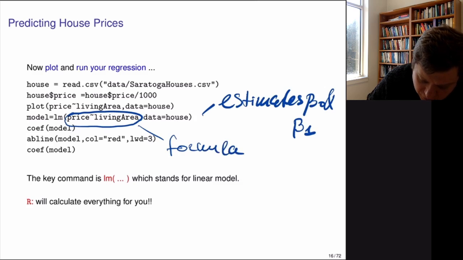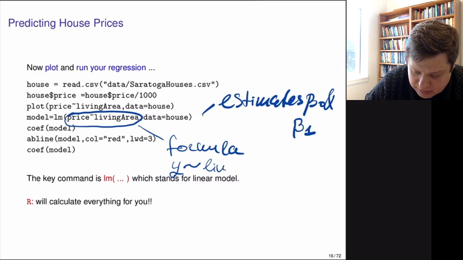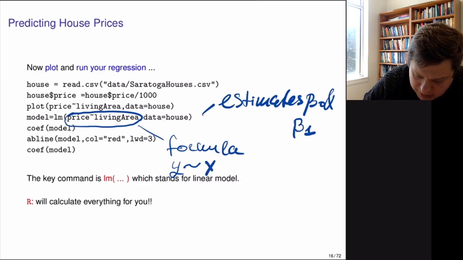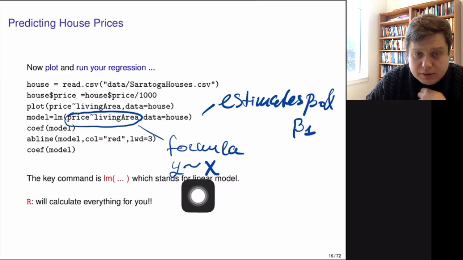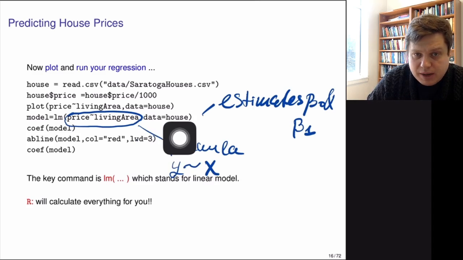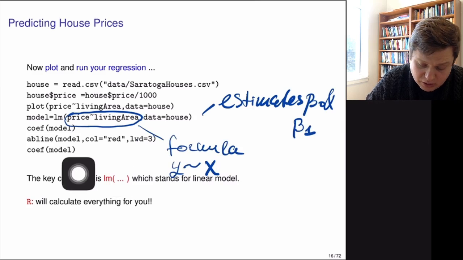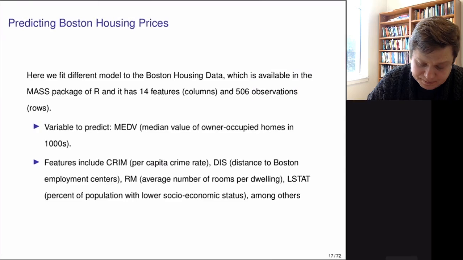And the way you specify the formula, you say what is your y variable, and then you say tilde. And after the tilde, you specify what is your x variable, and in this case, living area. So basically y tilde x, and in our case y is the price, and input variable x is the living area, and then I specify which data set to use to build the model, and that's pretty much it. And then you can analyze your model by looking at the coefficients, and then you can plot the results of this model on the screen.